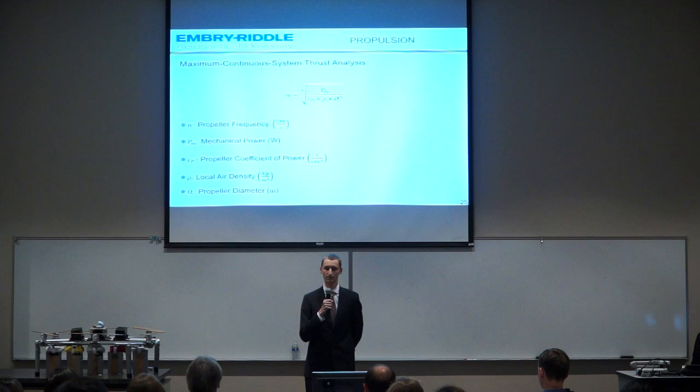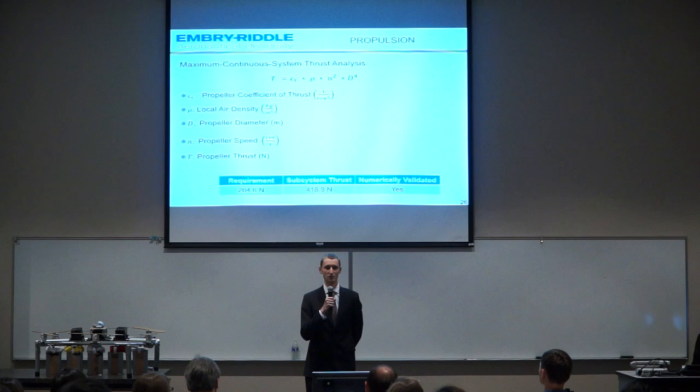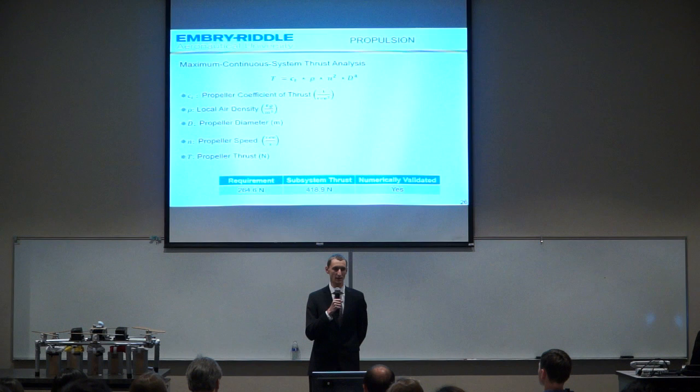With the rotational frequency known, we were then able to calculate the thrust that we would be able to produce per propeller. This was done using the equation towards the top of the slide, where capital T is the thrust per propeller, C sub T is the coefficient of thrust, rho is the density of the air, N is the revolutions per second, and D, once again, is the diameter of the propeller.